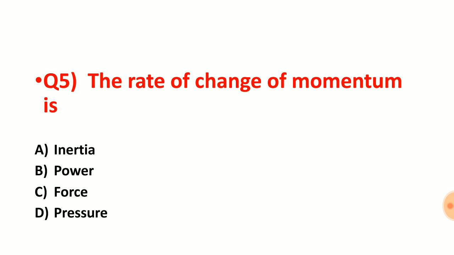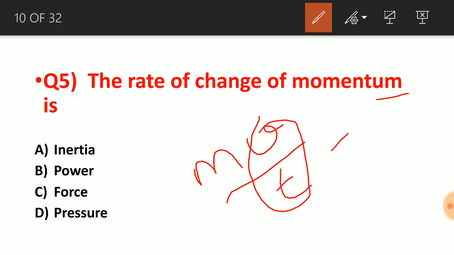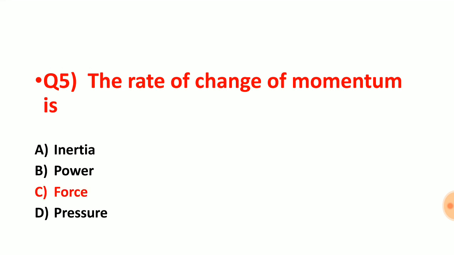Question number 5. The rate of change of momentum is. We already know momentum is the product of mass and velocity. Here the question is saying rate of change, which means we need to divide it by t. When we divide velocity by t, we get acceleration, and mass is already there, so m into a will give us force. That is in option choice C. So the correct answer for question number 5 is C, force. The rate of change of momentum is force.